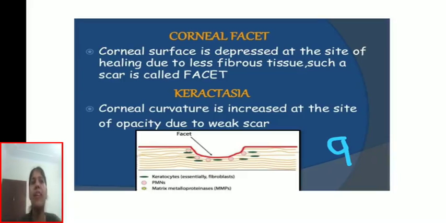Now, next is a corneal facet. In a corneal facet, the corneal surface is depressed at the site of healing due to less fibrous tissue in the scar. It is called the facet. A facet is just like a dome shape. And keratectasia is when the corneal curvature is increased at the site of opacity due to weak scarring. See in this picture, the facet is present in the corneal layer.